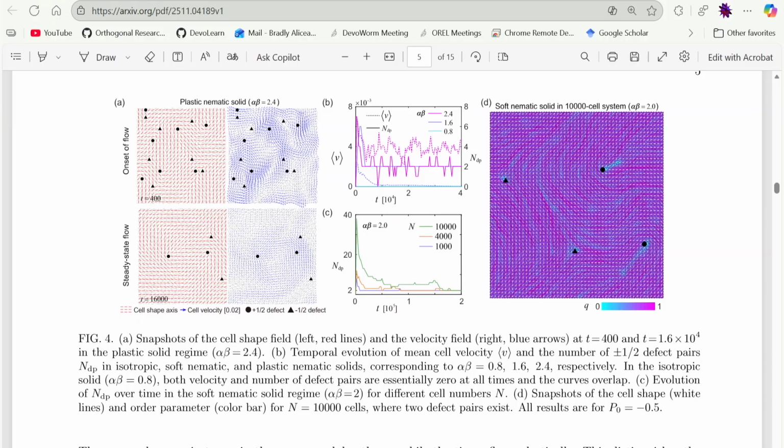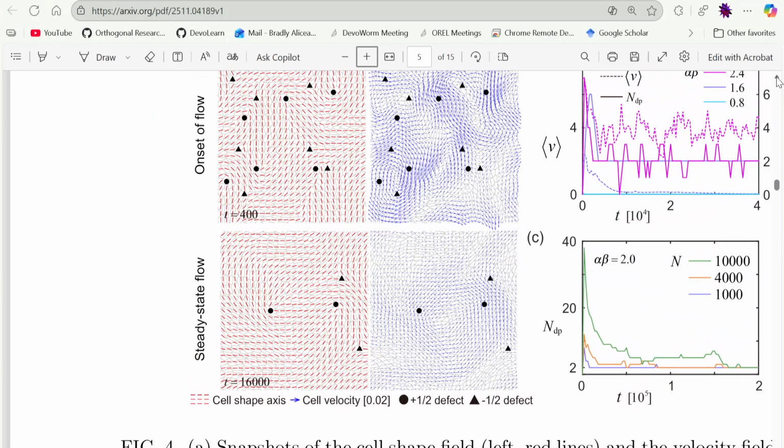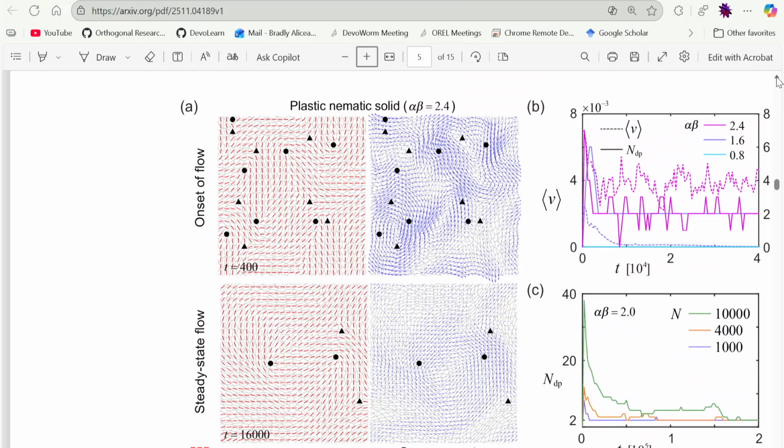So they have the circles. The circles are plus half defects, and the triangles are negative half defects. So that then just shows you in their simulation where they're getting these defects. The red lines in here and the purple lines are flow field conditions. These are like the direction of the flows. So you can see they're changing direction a little bit.